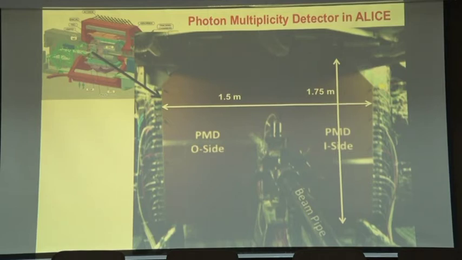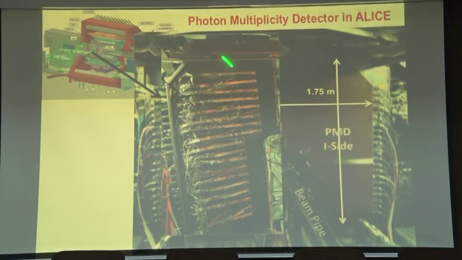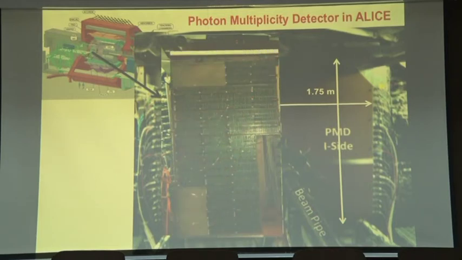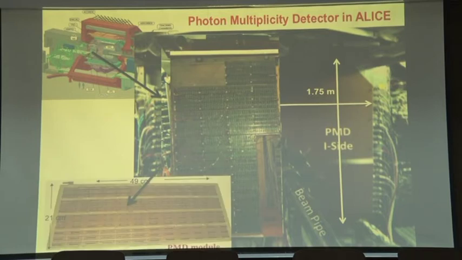If you open up the cover, then it looks like this. These are all the cables for reading the signals. If you further remove the cables, then it looks like this. You don't build the entire thing as a whole object, but you make it module-wise, for ease in building it. So this is one module, and this is 49 centimeter by 21 centimeter. This is one PMD module.